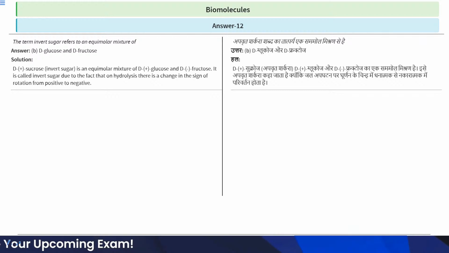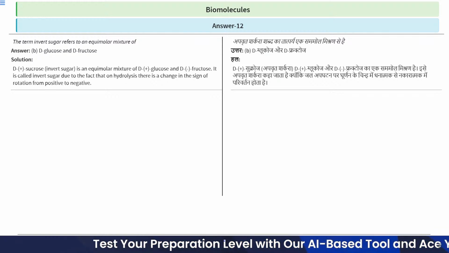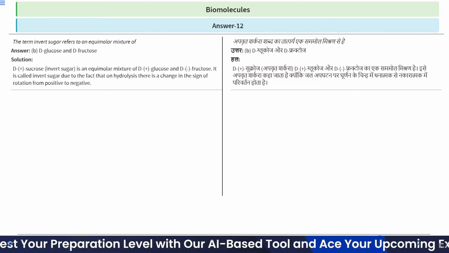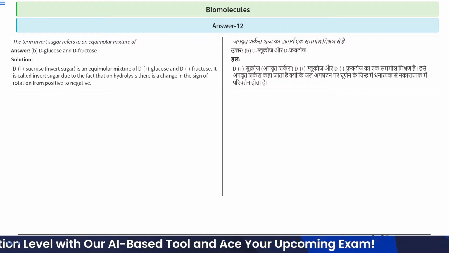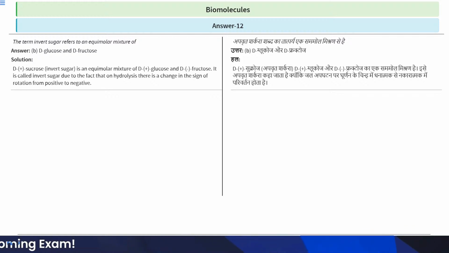It is called invert sugar due to the fact that on hydrolysis there is a change in the sign of the rotation from positive to negative. That is why it is called invert sugar. Because when we do the hydrolysis for the D positive sucrose, it will change the sign of rotation from positive to negative, right?